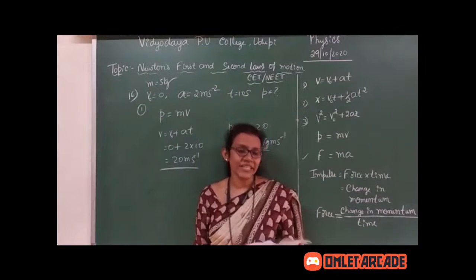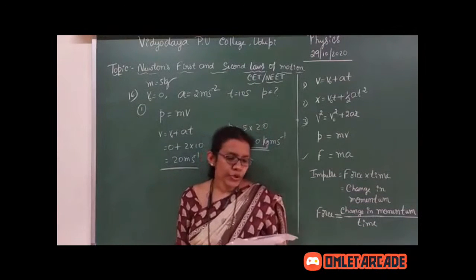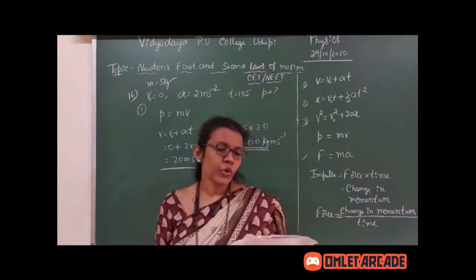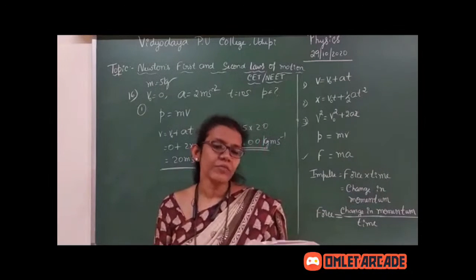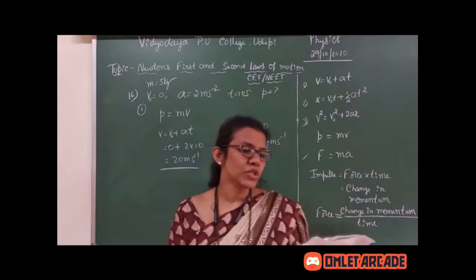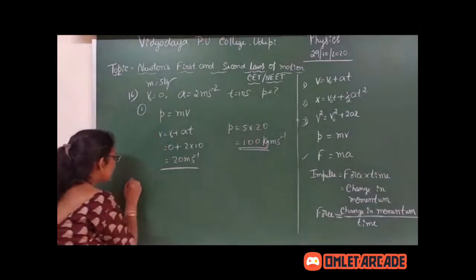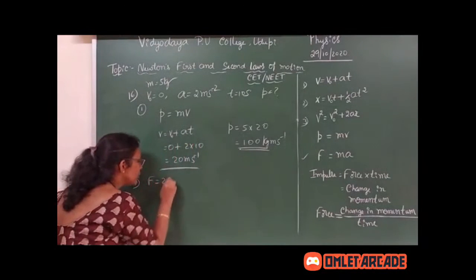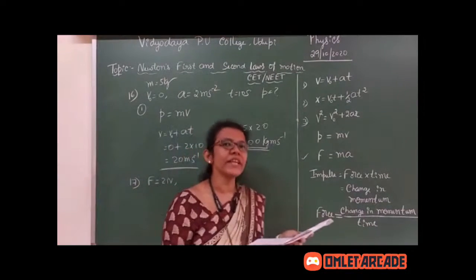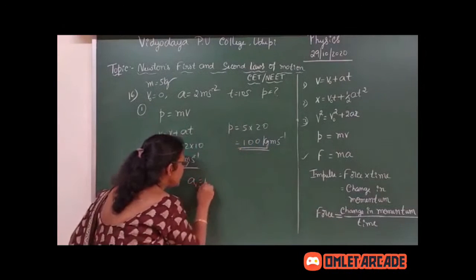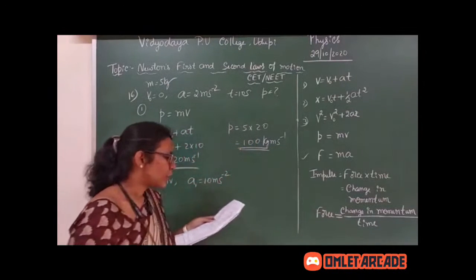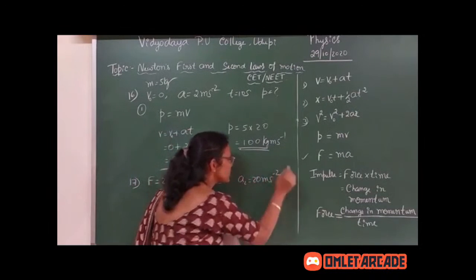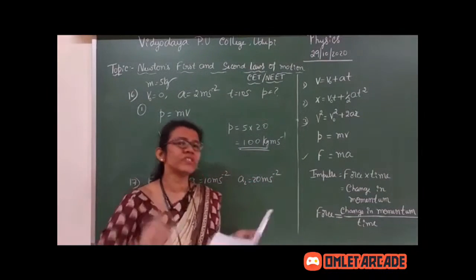Next, question number 17. A force of 2 Newton is needed to accelerate a body at 10 meter per second square. To increase the acceleration to 20 meter per second square, the additional force needed is what? What is given in question number 17? F is 2 Newton, needed to accelerate a body. A1 is 10 meter per second square. To increase the acceleration A2 to 20 meter per second square, we need the additional force.